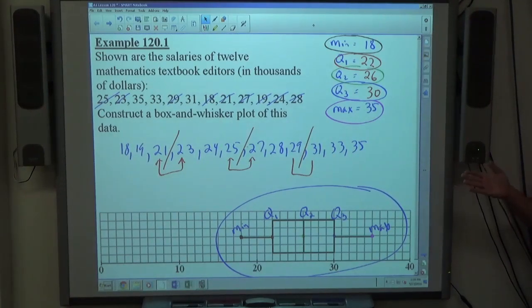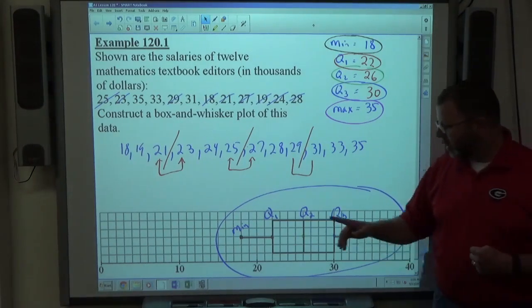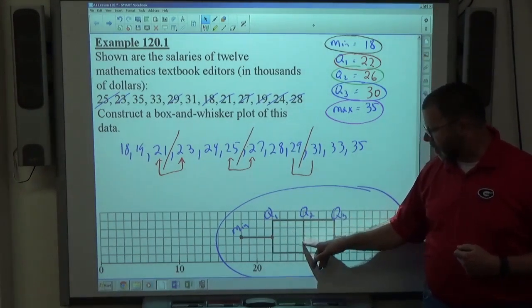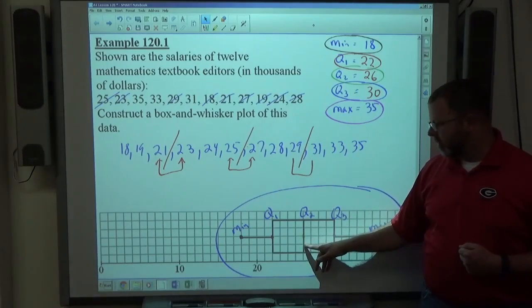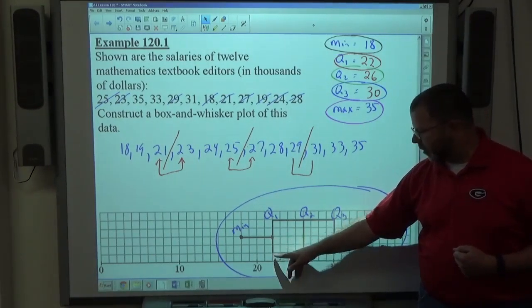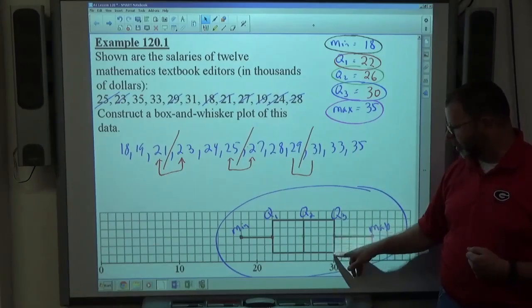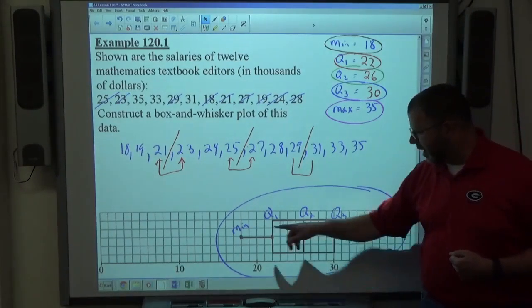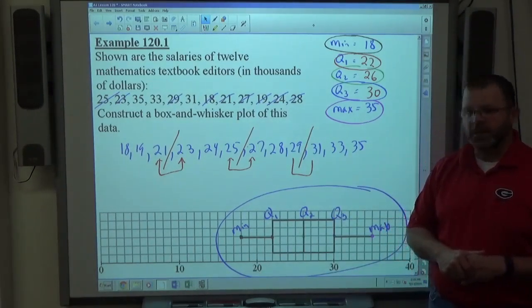So again, looking at this chart, as far as interpreting it and reading it and getting information from it, I can tell immediately that the halfway point is 26. The halfway point of the first half of the data is 22. The halfway point of the last half of the data was 30. The maximum score is 35. The minimum score is 18.